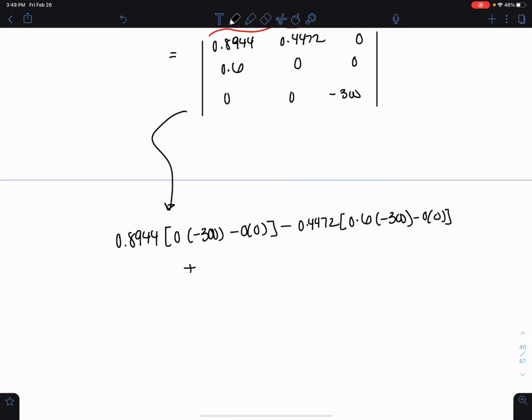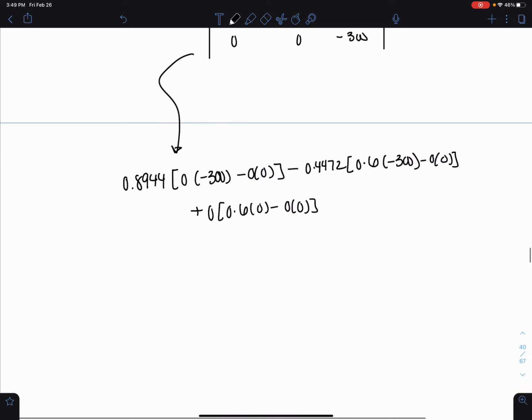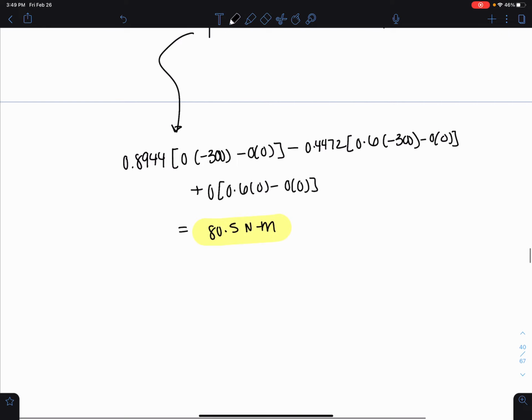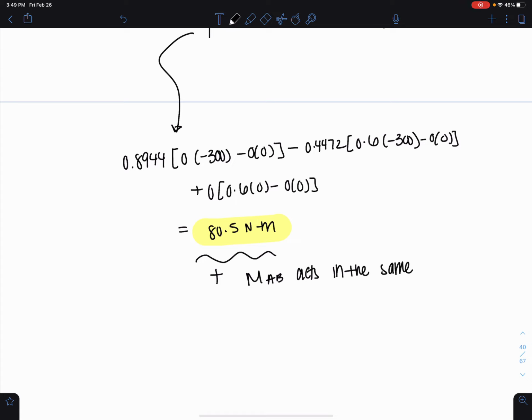And then we're going to add 0, 0.6 times 0 minus 0 times 0. I'm just basically solving for the determinant here, or just plugging in that vector formulation that I had put for you guys on the previous slides. Okay, and this is the answer. So because this is positive, that means that MAB acts in the same direction of the unit vector.